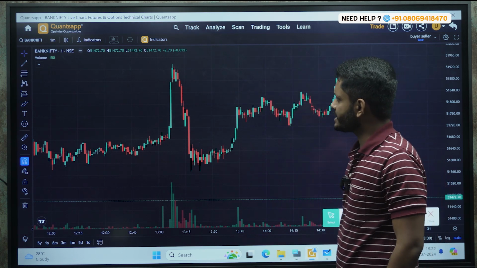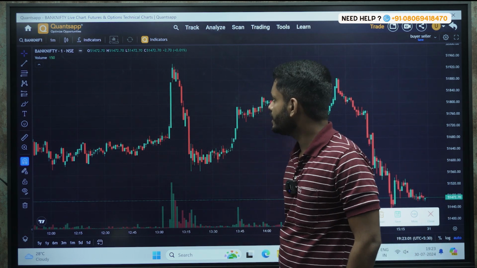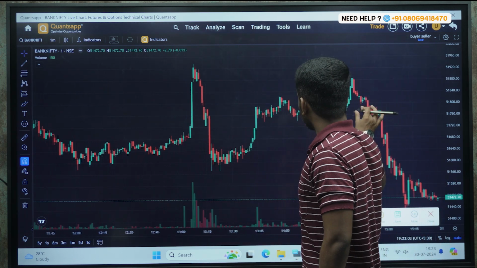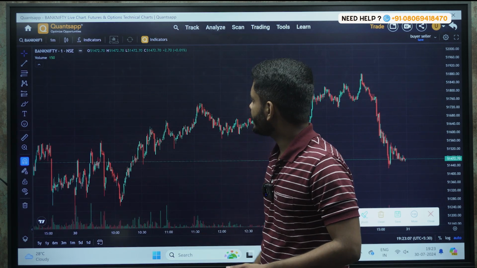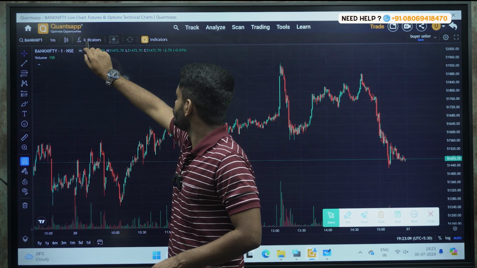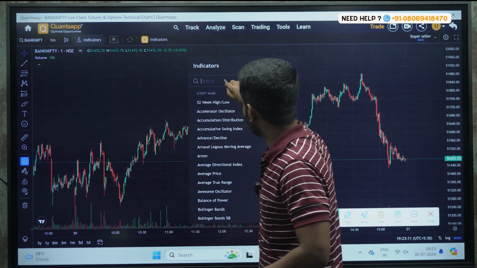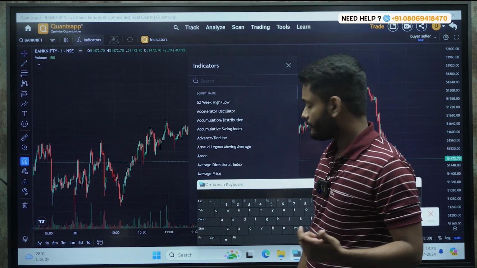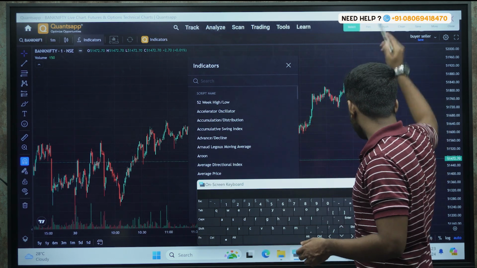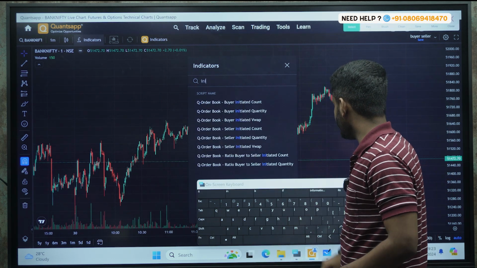Let us take today's example or some previous historical example. Before explaining the price action and before combining it with data, let's go to indicators and add the tool which I am talking about, that is order book data. So I will simply type initiated in the indicator.